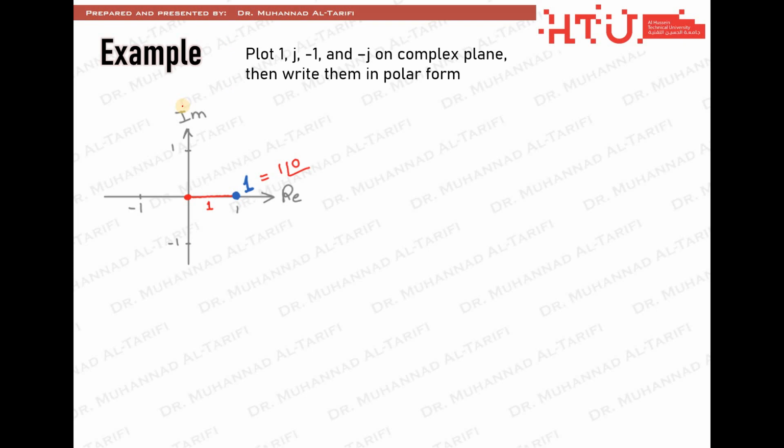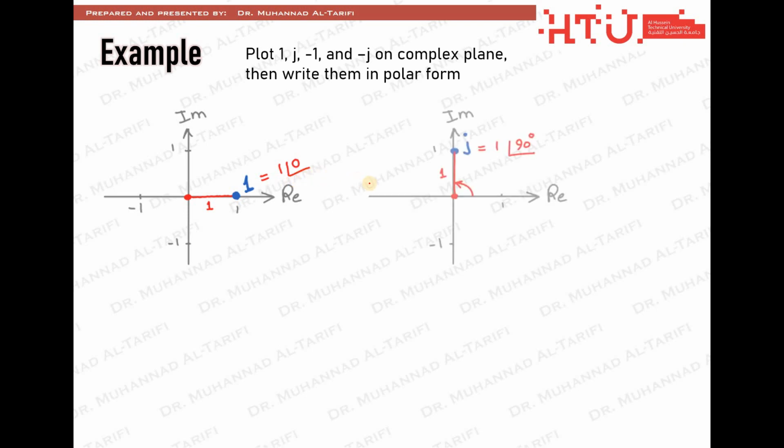Let us have some basic examples. We have the numbers 1, j, minus 1, and minus j, and we want to plot them on the complex plane and find their polar representation. Let's start with 1. It is actually 1 plus j0, so the real part is 1 and imaginary part is 0. This point here. Its distance from the origin is 1, and the angle it makes with the real positive axis is 0. So 1 in polar form is 1 at the phase of 0.